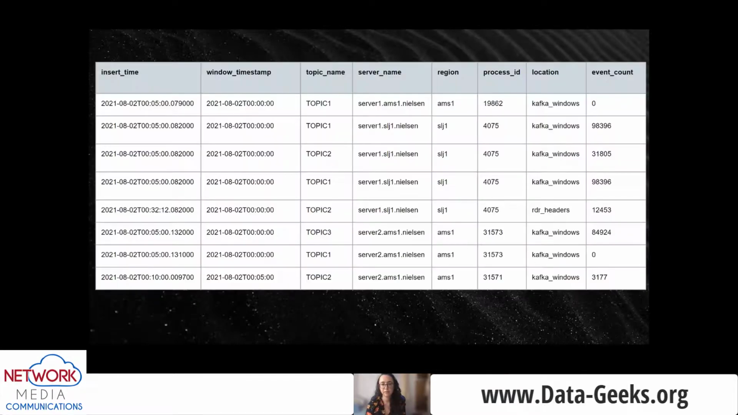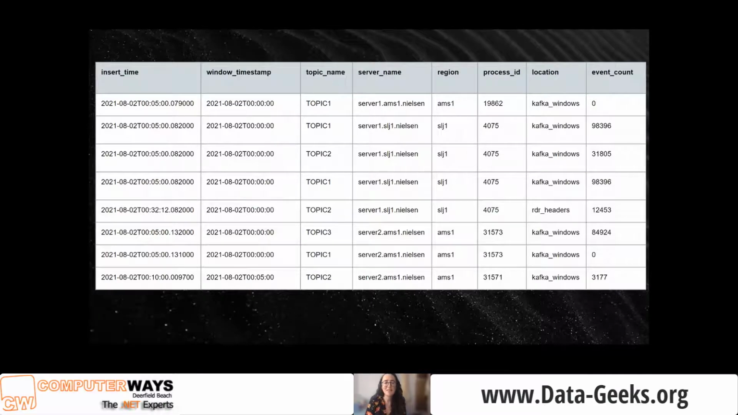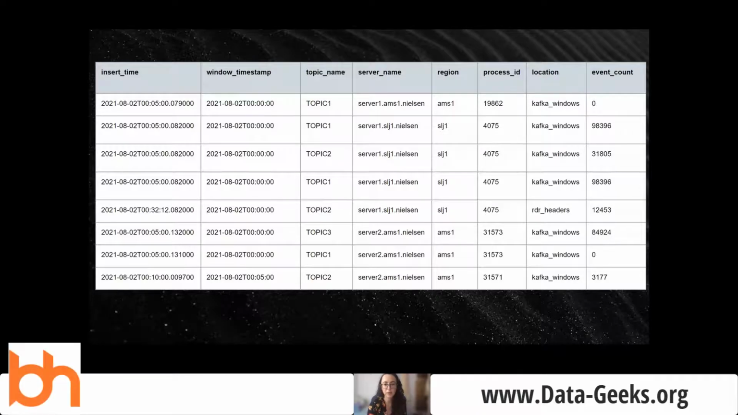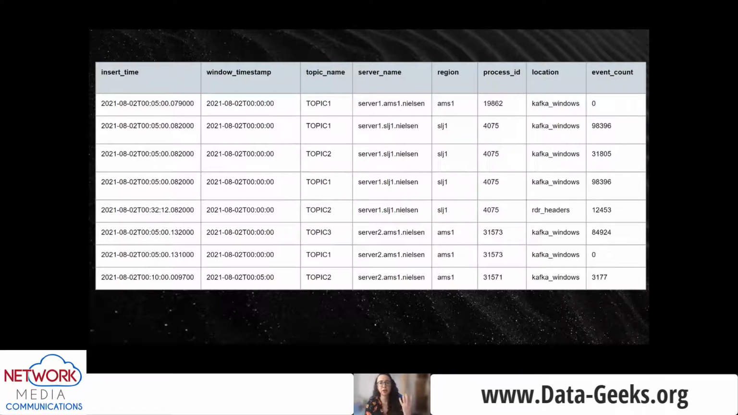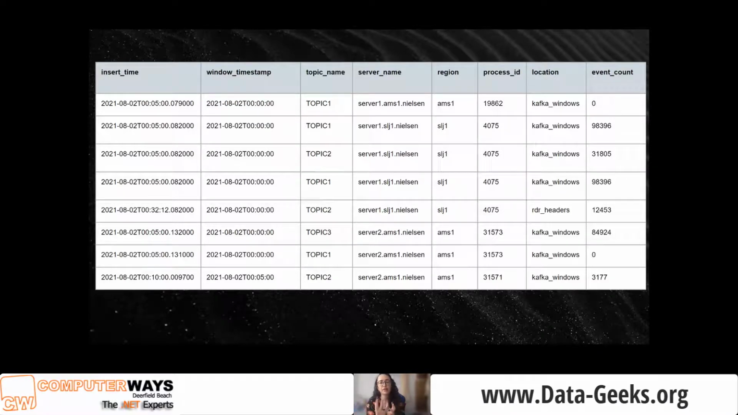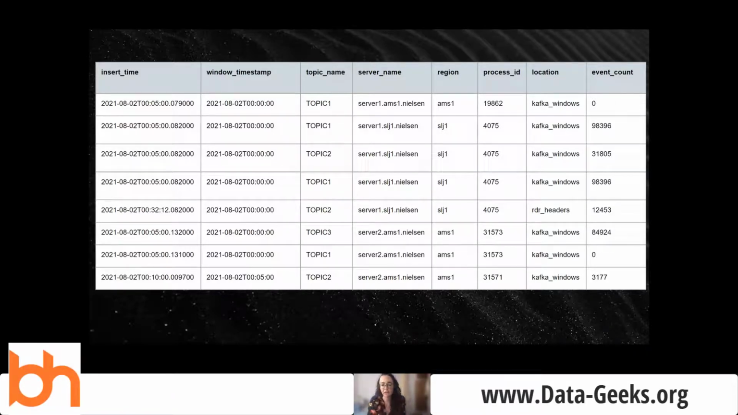Next slide. And here you see an anonymized example of our data. Topic 1, topic 2, and topic 3 are what we're playing with today. You can see the region, which is really just extracted out of the server name. If you look at location for a moment, you can see that we have Kafka windows and RDR headers. The first part is an indicator as to where we consume the data from, and the second part is, what is this type of data? Is it the metadata, meaning windows, or is it the actual data?